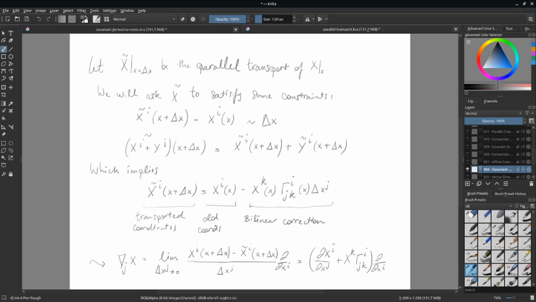Using this, we can actually define the so-called covariant derivative along the basis vector j. I'm not always denoting everything, but whenever you have this subscript j, it means the directional derivative along the basis vector j. So this is simply the limit as delta x_j goes to 0 of my X^i at x plus dx, that's the vector at x plus dx, minus the parallel transport of X^i, over delta x_j. And in the limit this simply becomes the partial derivative of X^i relative to the jth coordinate vector plus this bilinear correction.